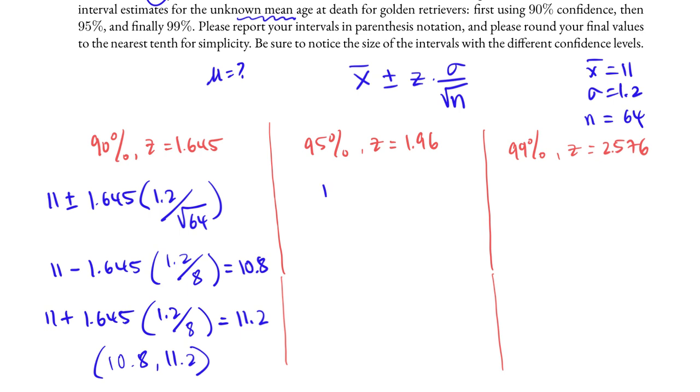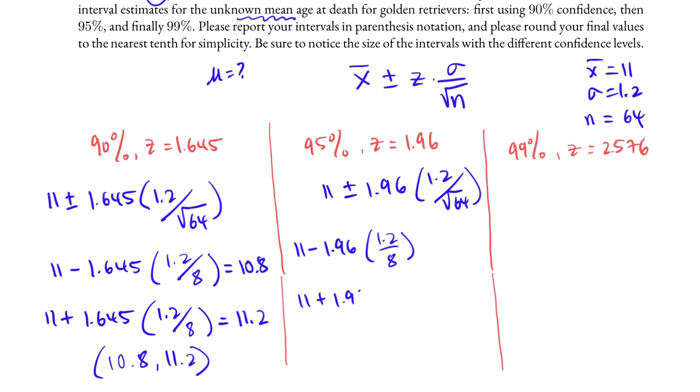1.96, and so this is 11 plus or minus 1.96 times 1.2 divided by the square root of 64. Everything is the same now except z. Again, there are 2 computations here. One is 11 minus 1.96 times 1.2 divided by 8, and another is 11 plus 1.96 times 1.2 divided by 8. Remember that the square root of 64 is 8.